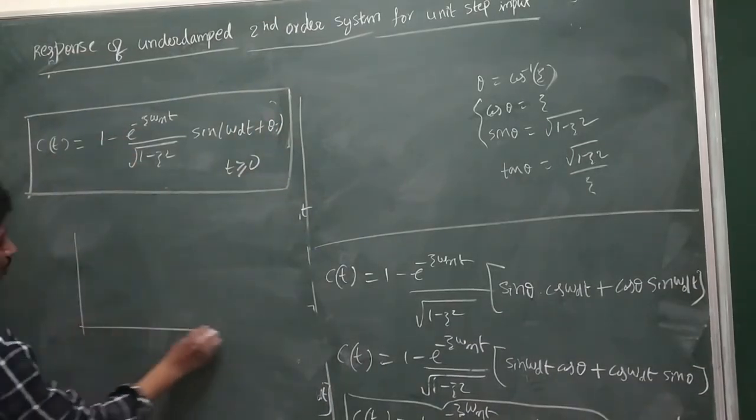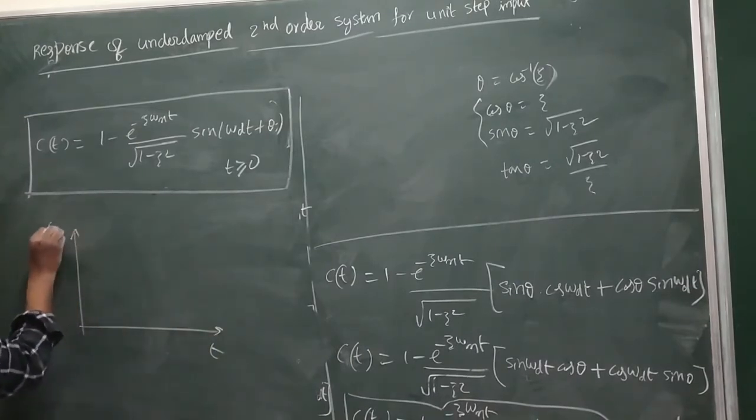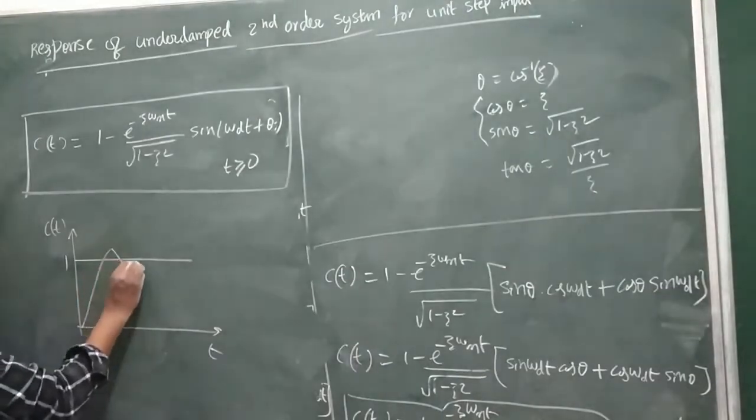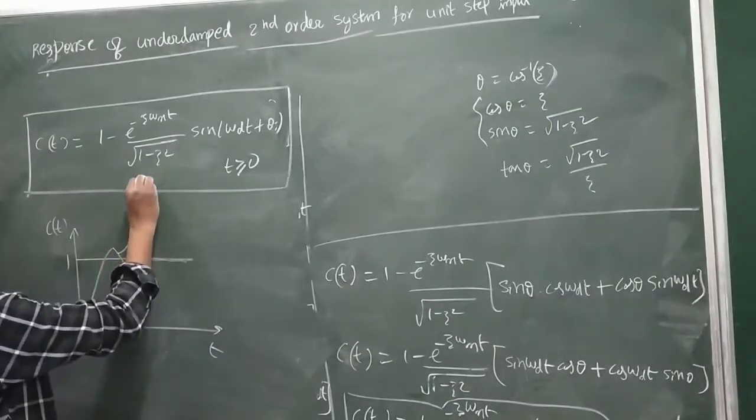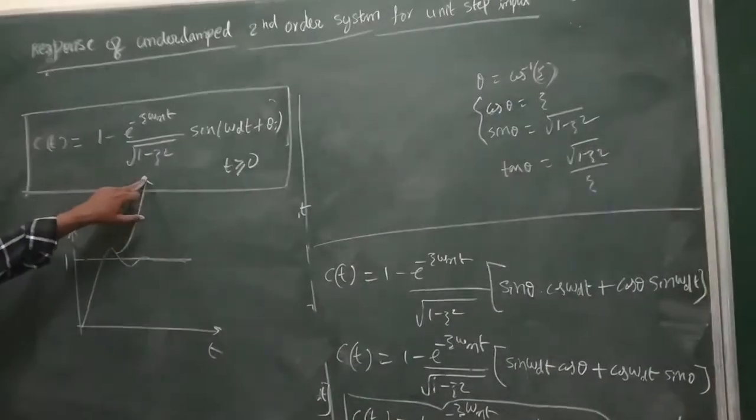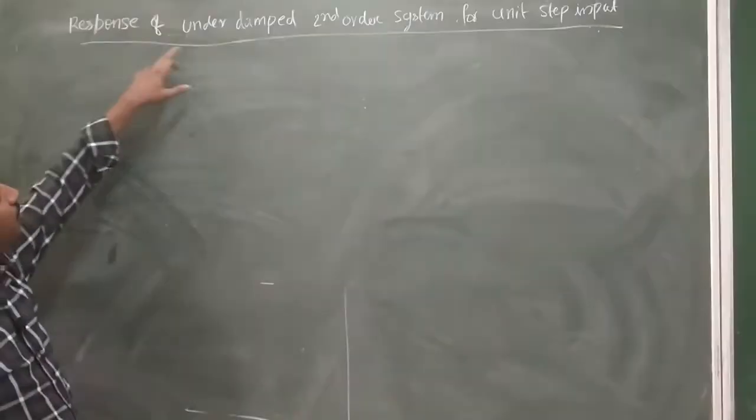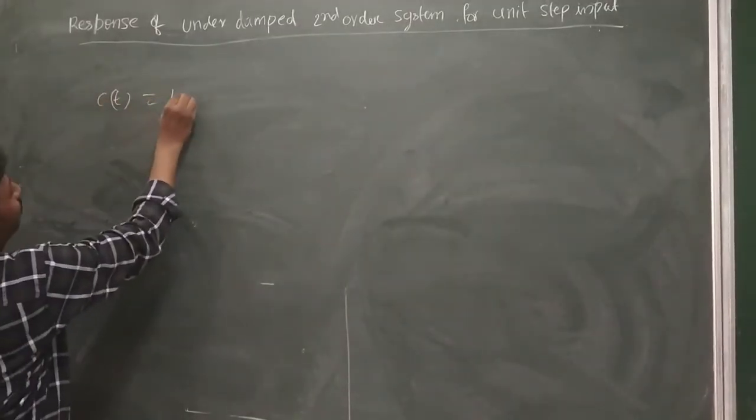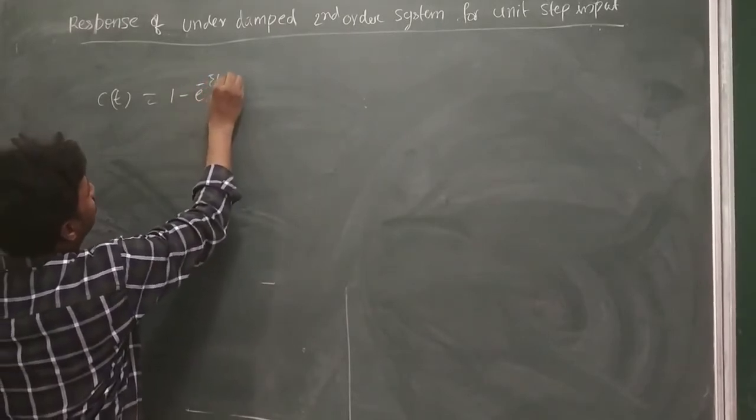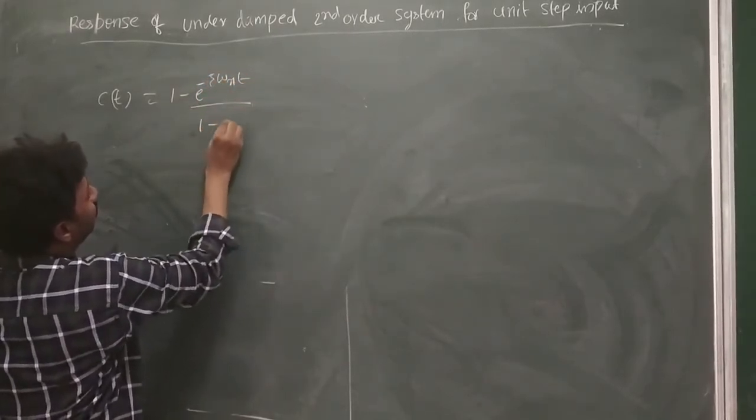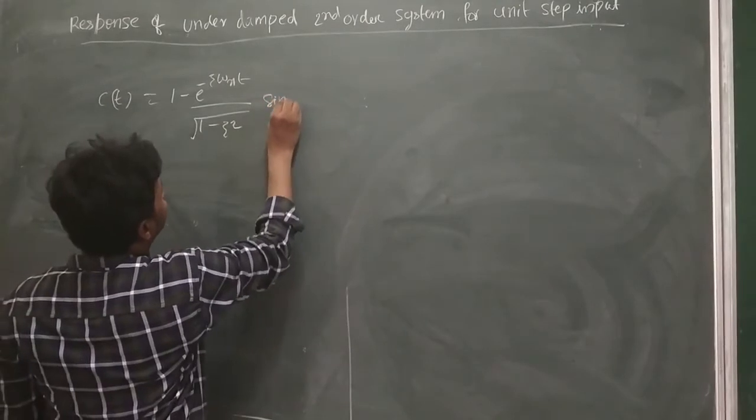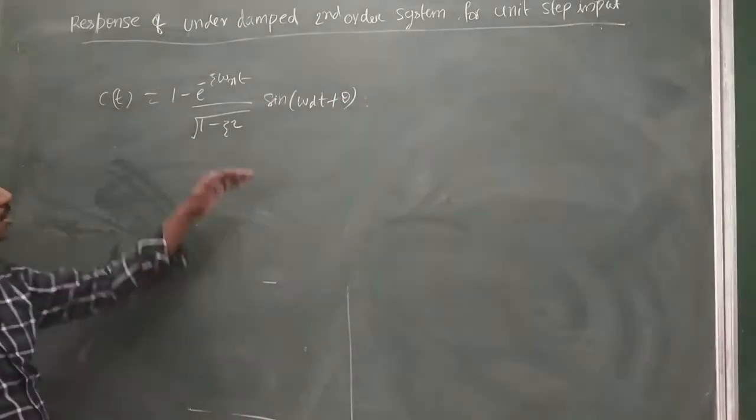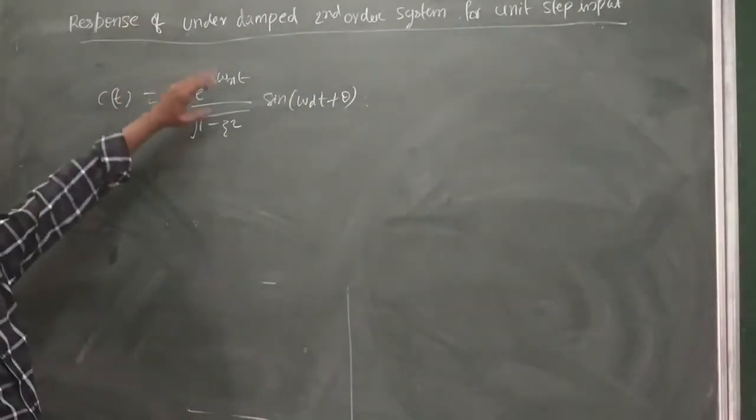So when a system is subjected to a step signal, you will get this kind of response, and this is the equation for this response. For the underdamped response, the equation is c of t equal to 1 minus e raised to minus zeta omega n t by root of 1 minus zeta square sin of omega d t plus theta. So this is the response we have derived for the underdamped system.